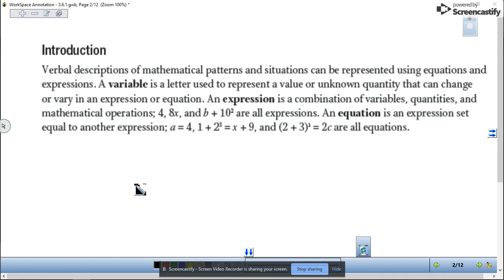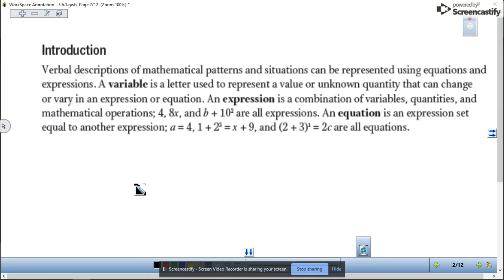All right, in this lesson, 361, we're going to talk about taking verbal descriptions and creating equations from them, something that all of y'all love to do. So, basically taking word problems and creating linear and exponential equations that make sense. A verbal description of a math pattern or situation will be represented using equations and expressions.